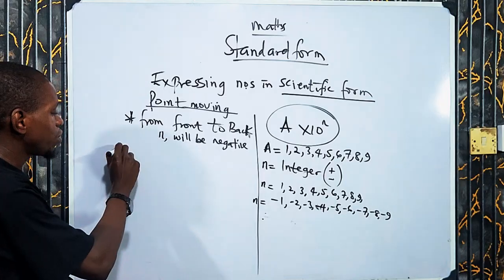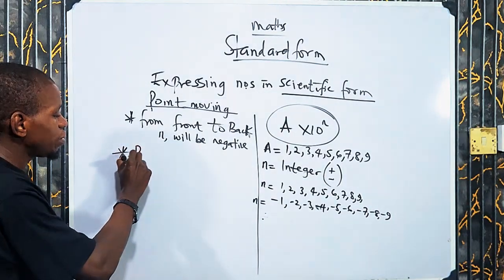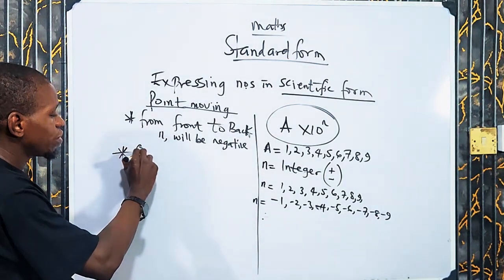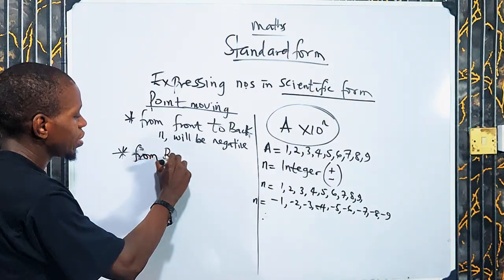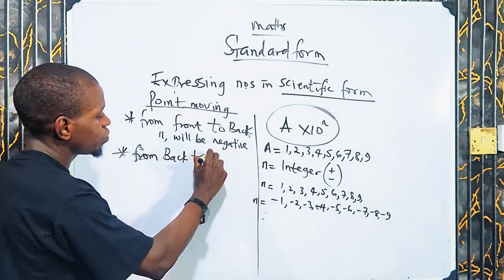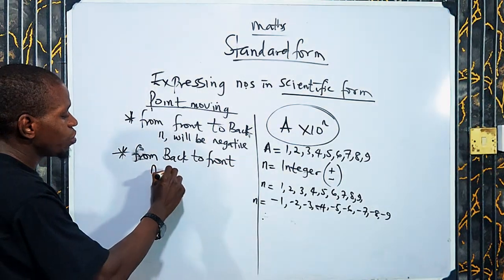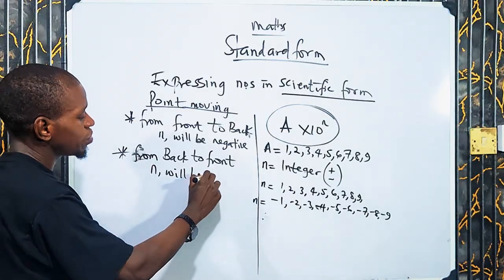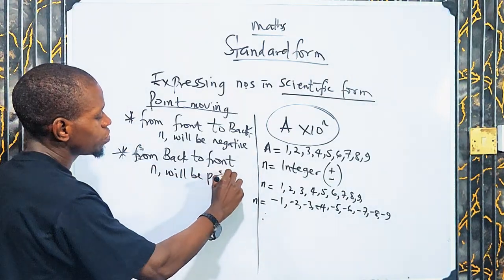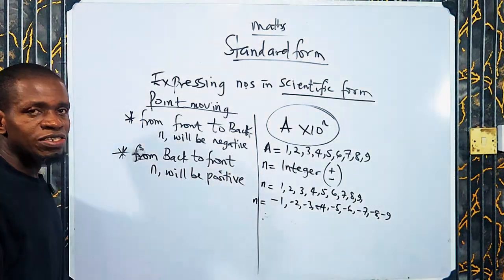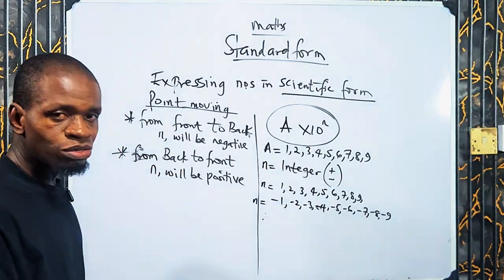Okay, so another point you need to take note of is, if you're moving from back to front, your n will be what? Positive. N will be what? Positive. So that is exactly what I want you to understand or know.